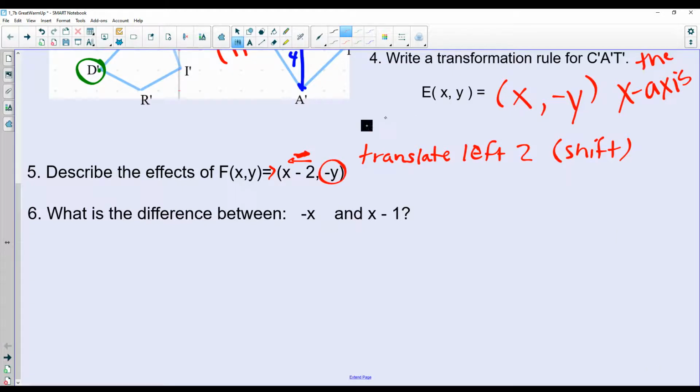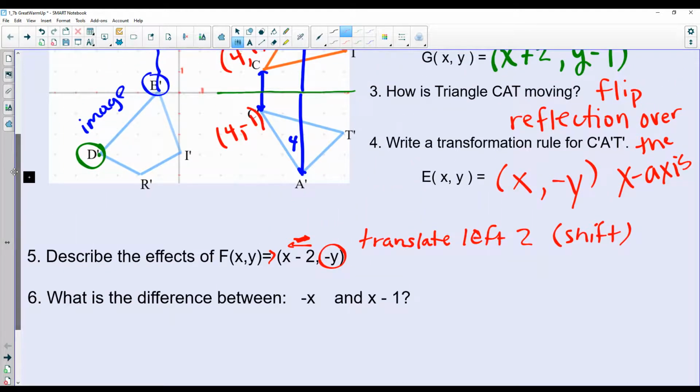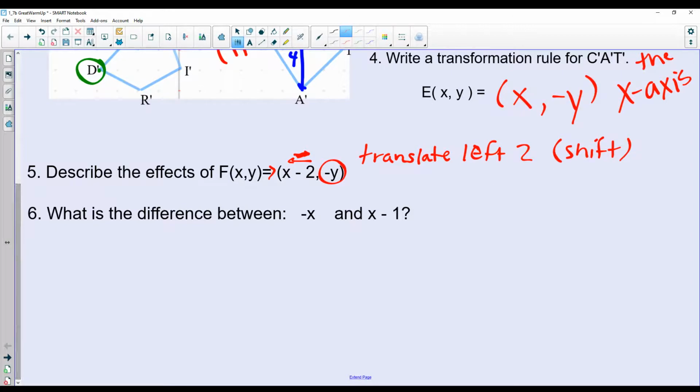Then we notice that it does this -y. Well, that's what just happened in this other example. Let's think about that. If y is the one doing the jumping, that means it's jumping over the x-axis. So this would be a reflect over or across the x-axis, okay? So it's moving to the left 2 and then flipping across the x, okay?